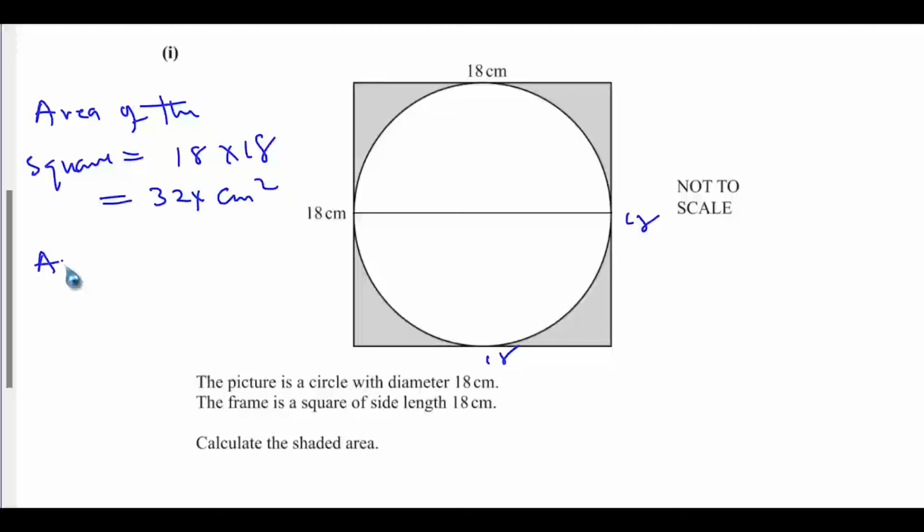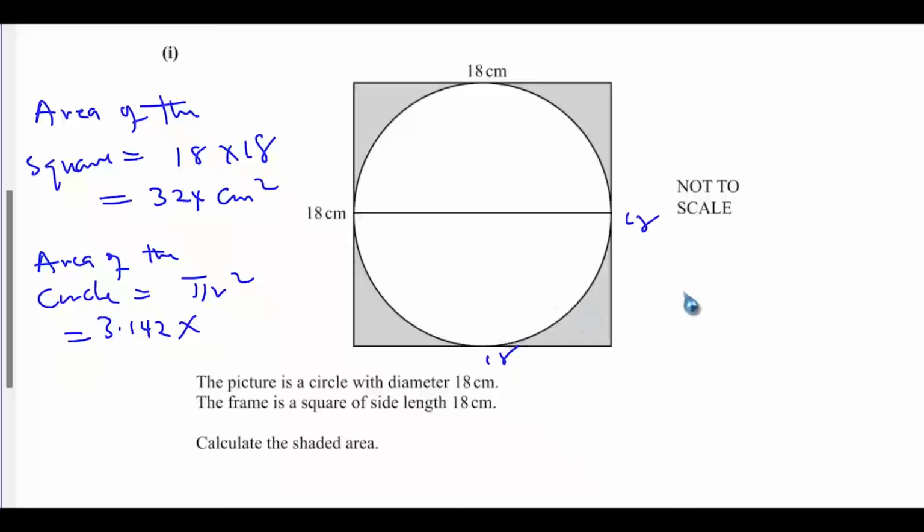So the area of the circle will be equals to pi r squared, and that will be equals to 3.142 multiplied by, the radius will be 18 divided by 2, that is 9 centimeters, times 9 squared. So if you do this, it will give you 254.50.